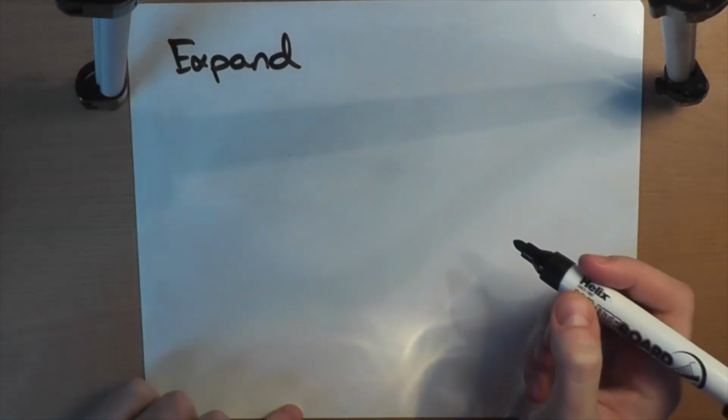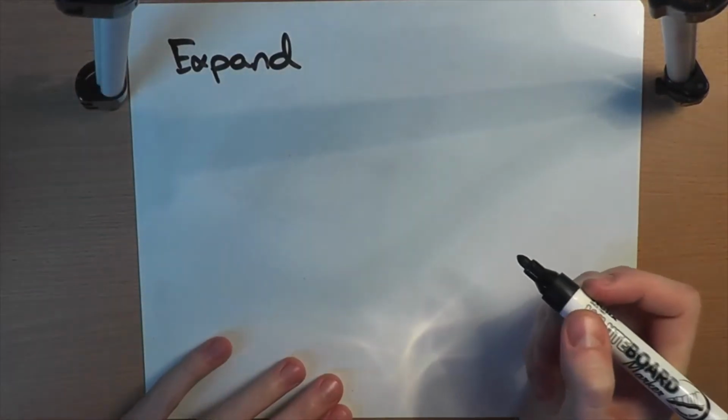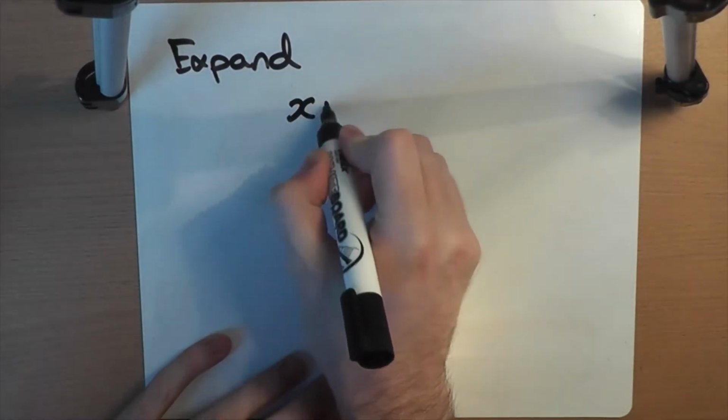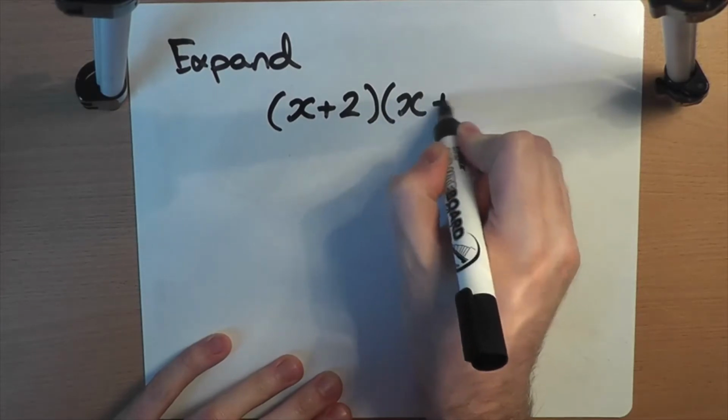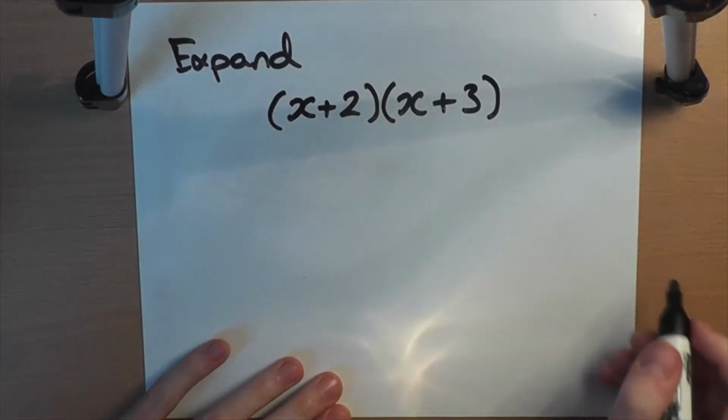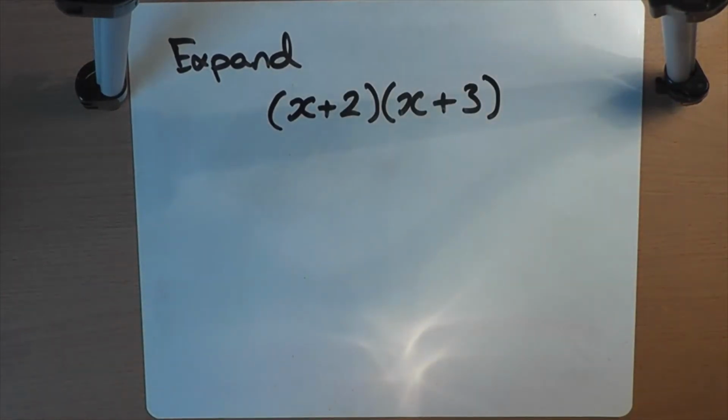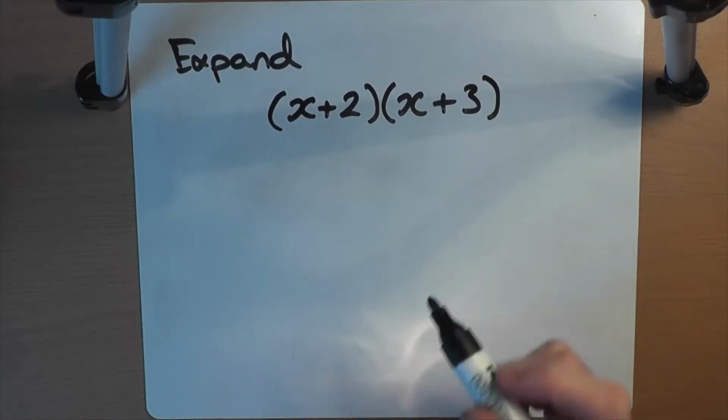Now it could be that we have not just one thing on the outside of the bracket, but in fact two, something like this particular question, where the thing on the outside of the bracket is in fact another bracket. Now this is a perfectly okay thing to do.